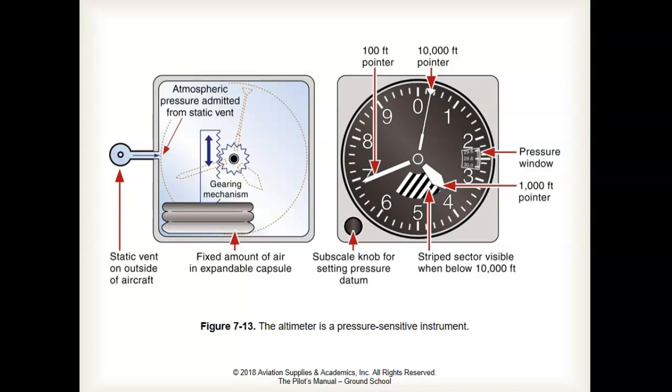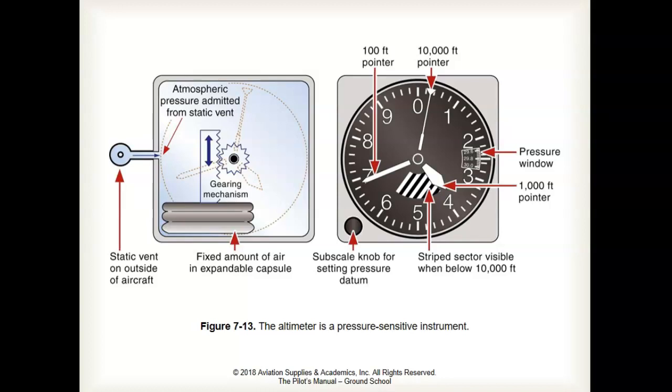This figure shows the inside of the altimeter with the aneroid wafer that can expand and contract, and it also shows the face of the instrument. And it's important, if you are using an analog altimeter, to know what each hand represents.